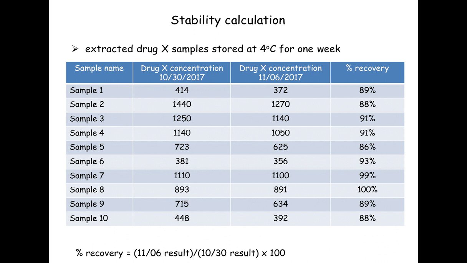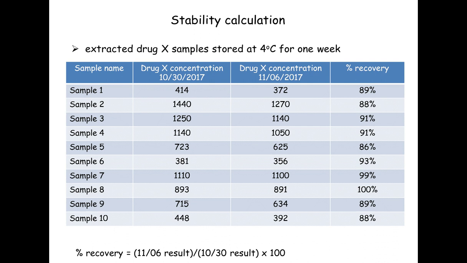This is an example of one of our stability experiments. So what we did here was take 10 patient samples and we extracted them fresh and ran them on the instrument on 10/30/2017, and these are the concentrations that we got. We then took these extracted samples and stored them at 4 degrees C for 1 week, and then we re-injected these samples a week later, and these are the concentrations that we got here in column 3.